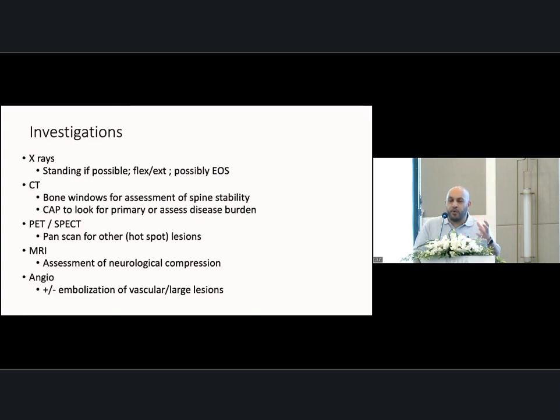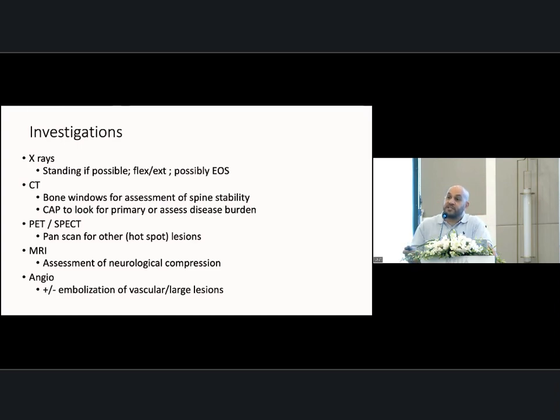CT scan, of course, is fantastic for looking at anything bony. So if you want to look at bone quality, bone windows, bony height loss, et cetera, anything bony, the CT will give you that information. And the advantage of doing a CT is, one, you'll get the bone information, but you can also double it up with a CT chest abdo-pelvis looking for disease burden as well. A PET scan also gives you an idea of disease burden. So sometimes smaller tumors won't show on a CT chest abdo-pelvis, but they will show up on a PET scan because the tumor lights up. So a PET scan is quite useful to look for disease burden.